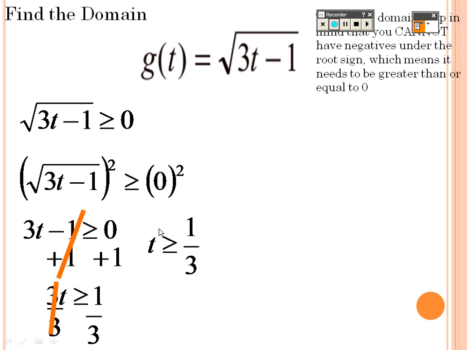So what does that mean? It means 1 works, 4 works, 18 works, 117 works, because they're all greater than a third. However, 0 doesn't work because 0 is not greater than that. So that means I put a bracket because it has a line underneath there because it includes 1/3 and it goes the whole way up to infinity.